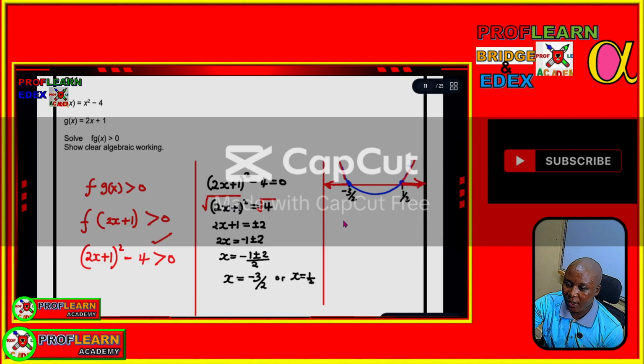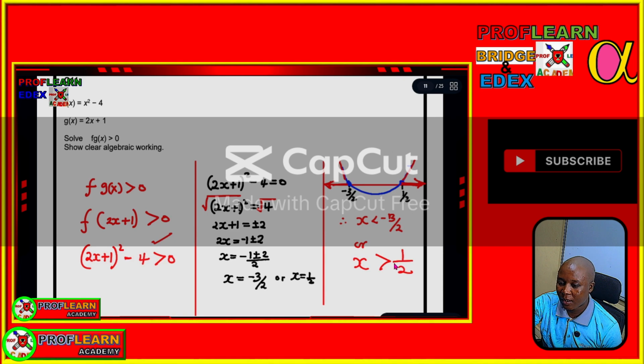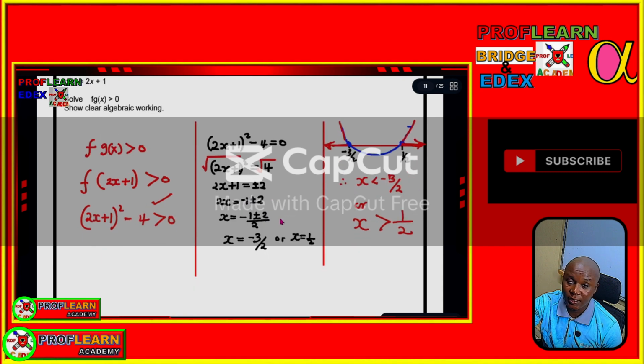So we are going to say our x will be less than negative 3 over 2. x will be less than negative 3 over 2. And x will be greater than positive 1 over 2 as the answer for this particular question.